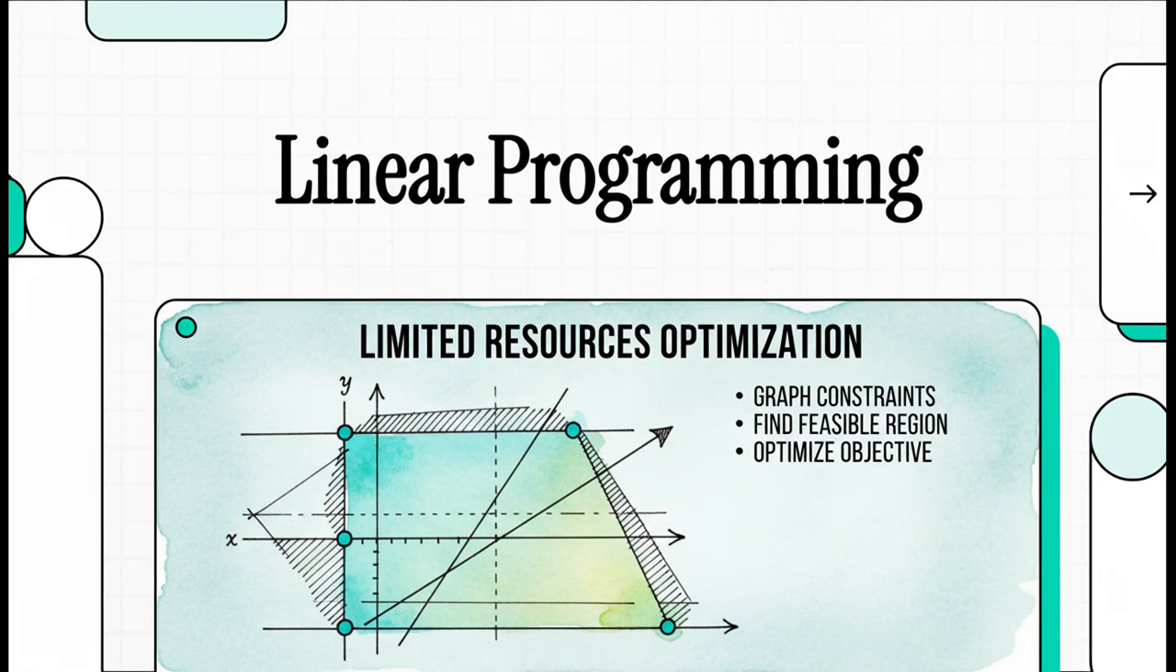All right, today we're going to dive into a really powerful tool for making the best possible decision when you just can't have it all. It's called linear programming, and it's all about turning these super complex choices into clear visual answers.